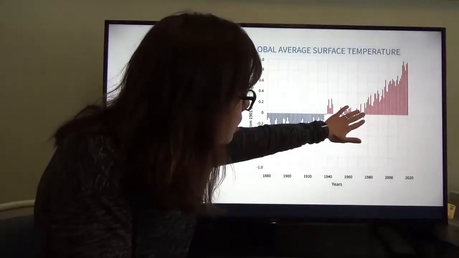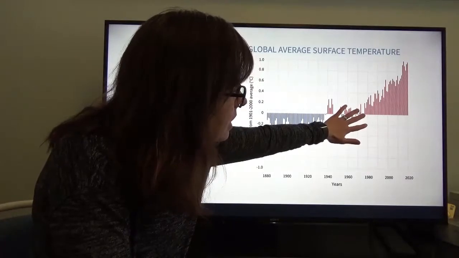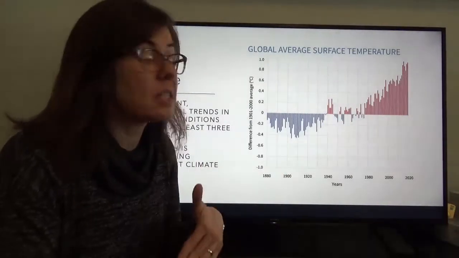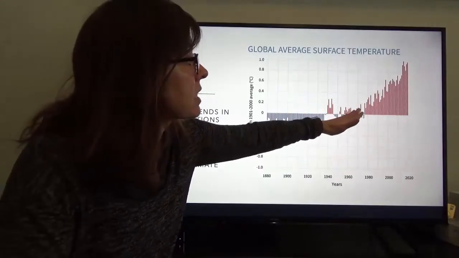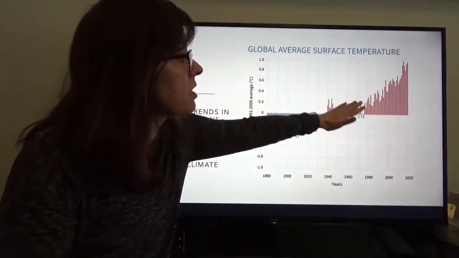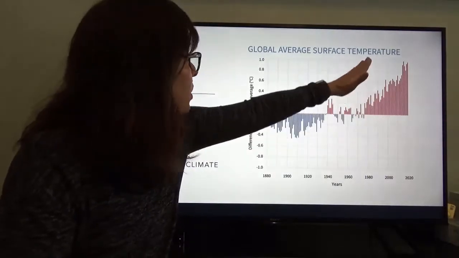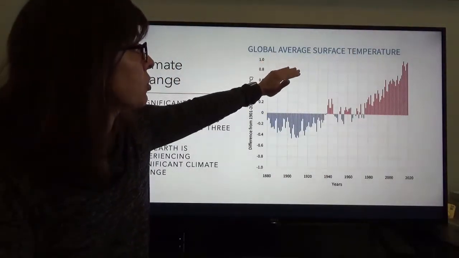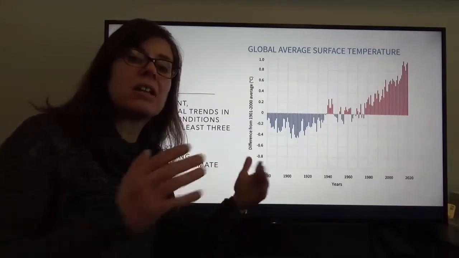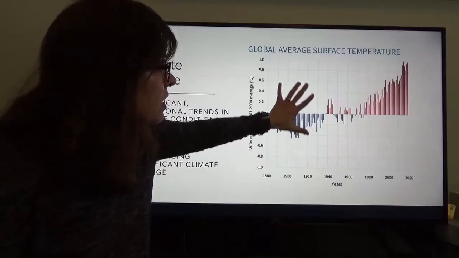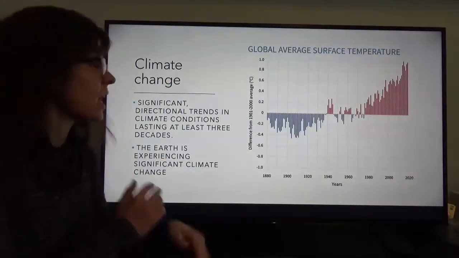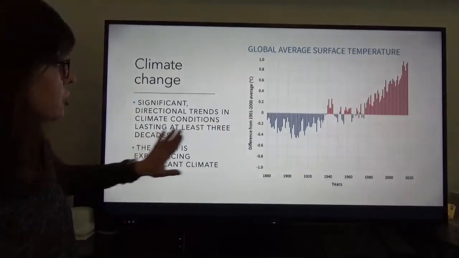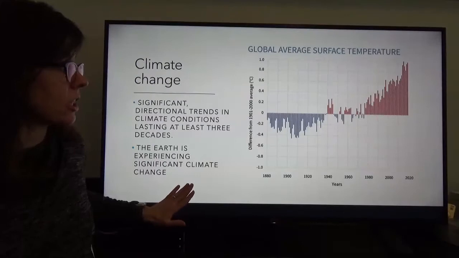But then we hit about the late 70s, and every year from the late 70s onward until today has been warmer than that 100-year average. And we see that this is a trend. It is going up. It's not as though it's a little bit warmer and staying stable. Every year it's warmer and warmer. And so in 2020, the global average surface temperature was nearly 1 degree warmer than that long-term average, okay? So this is a really clear representation of this process of climate change and what is happening to this planet. And so the Earth, as you can see from this, is experiencing significant climate change.